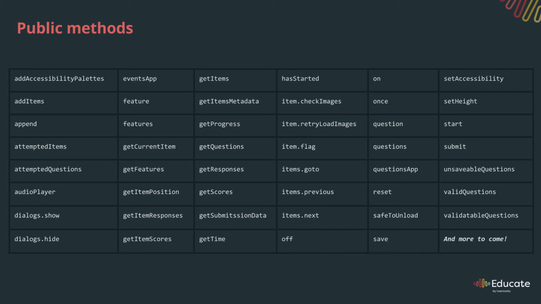But we also offer adaptive to do that. But if you want to use your own source, you can. You can flag items, you can navigate between, so go to a given index, previous, next. You can get the time. Yeah, so also a useful one is save and submit. So you can have your own buttons to do it. We'll speak about that later.